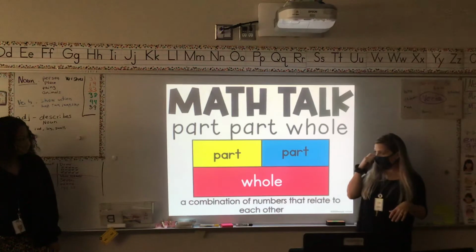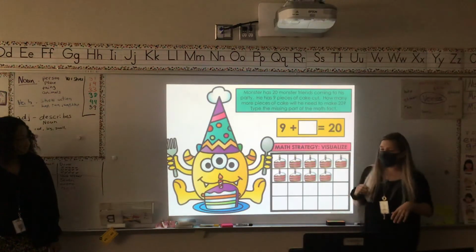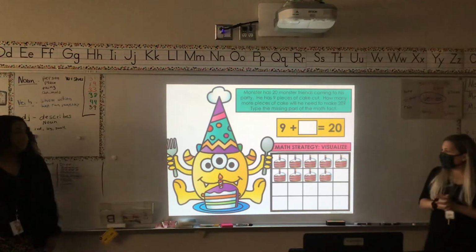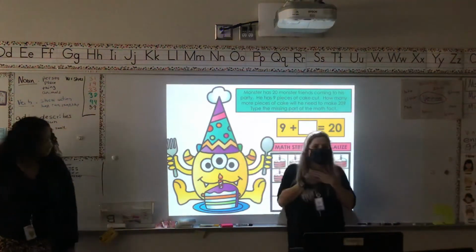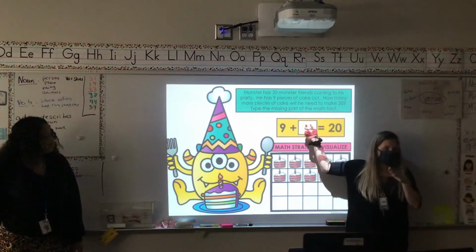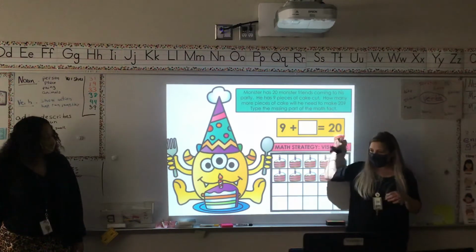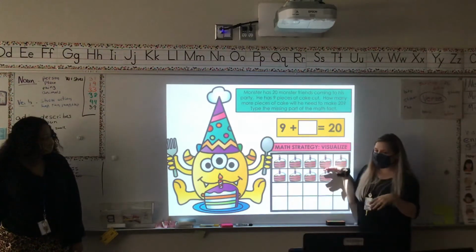All right, so today we're talking about 20s frames. And we're going to Monster's birthday party. So we have a little bit of a word problem, but I'm going to read the word problem. We're just going to solve for the missing number. So it's kind of similar to what you did yesterday, except we're doing it to 20, not to 10. We're only going to 20. So they help us out a little bit. They fill in our 20s frame for us.